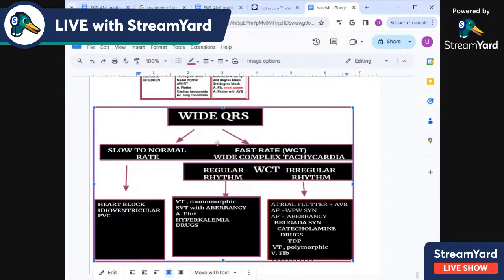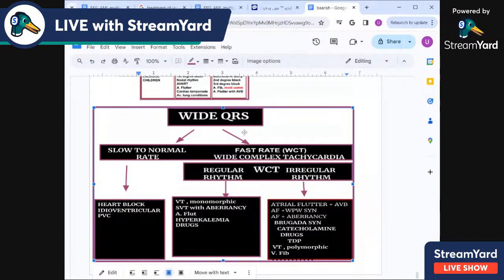In the wide complex fast rhythm, or wide complex tachycardia, with a fast heart rate, we have regular rhythm and irregular rhythm. In the wide complex QRS regular rhythm, we have ventricular tachycardia, the monomorphic type, SVT, supraventricular tachycardia with aberrancy, atrial flutter, hyperkalemia, and drugs.